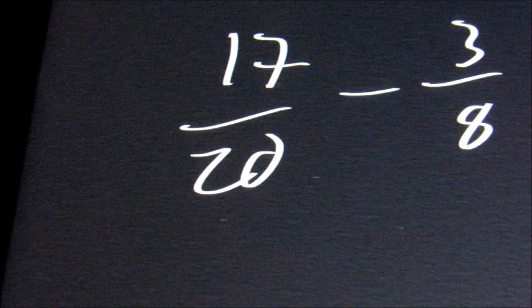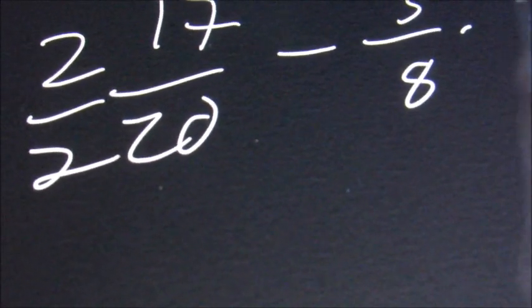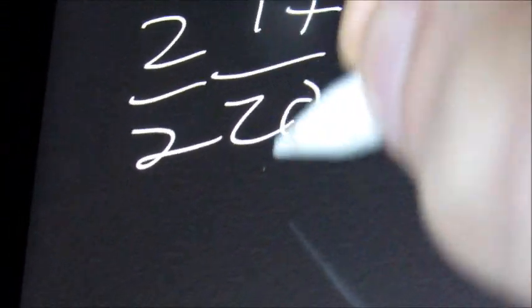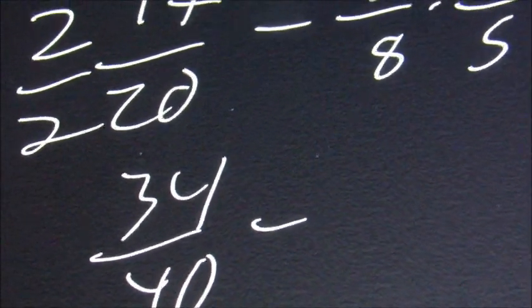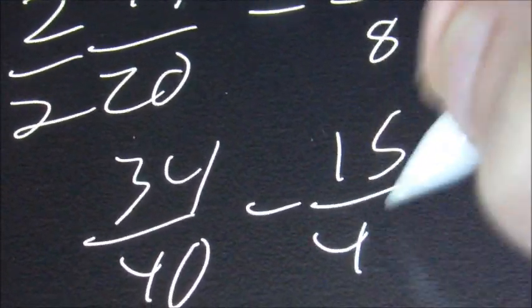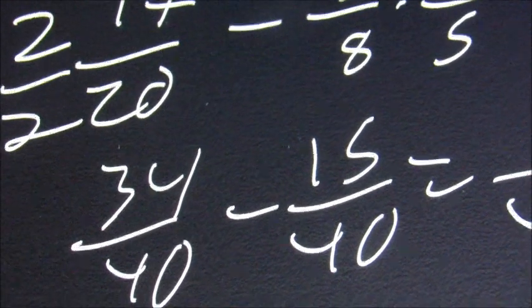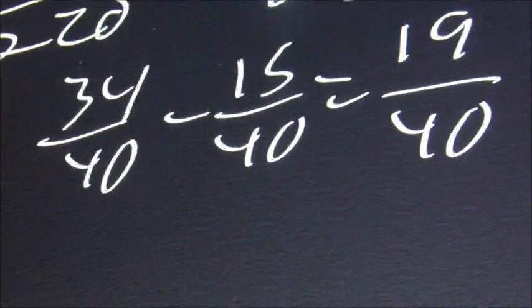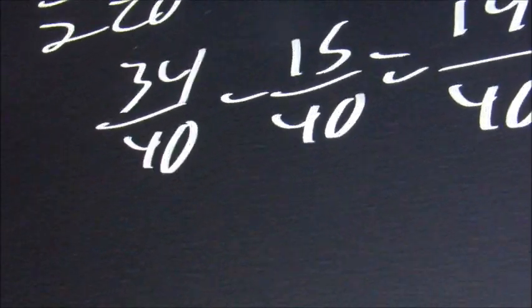Let's say we have 17 over 20 minus 3 over 8. Alright, so 8 won't go into 20, but 20 times 2 is 40, and 8 will go into 40. So this is going to be 2 over 2. This will be 5 over 5. 2 times 17 is 34 over 40, minus 3 times 5 is 15 over 40. We keep the 40, and 34 minus 15 is 19. So 19 over 40.